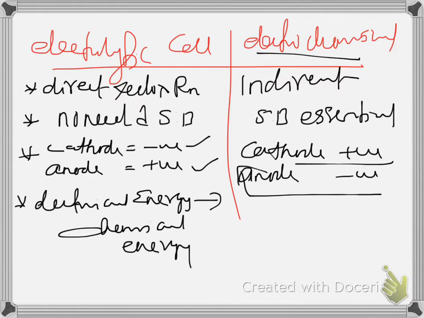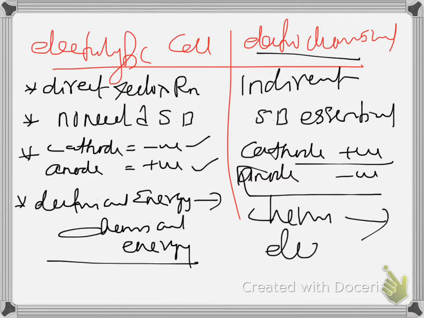The most significant difference between them is that the first cell, the electrolytic cell, is used for electrolysis. Electrolysis means electrical energy we are supplying, and as the result of the supplied energy, a chemical reaction takes place. Or simply, we can say that electrical energy is converted to chemical energy. But here, a chemical reaction takes place and electrical energy is generated. That means chemical energy is converted to electrical energy.